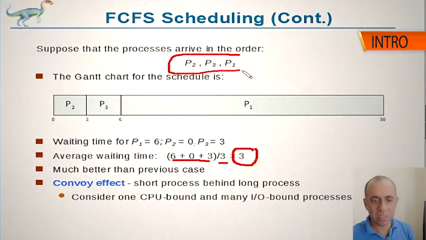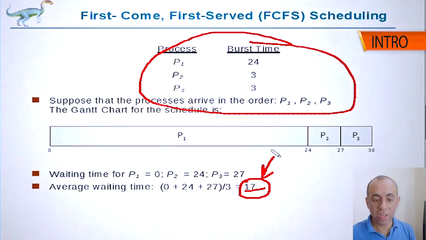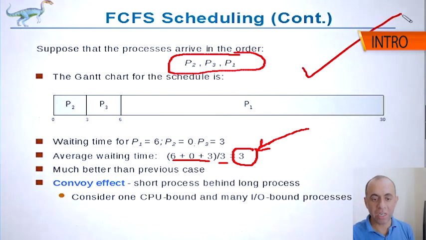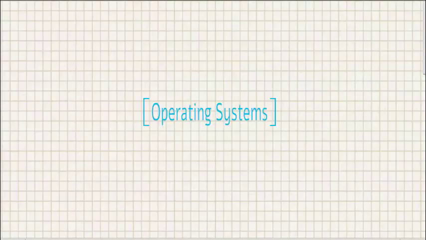Average waiting time for the same three processes but with different arriving order is now 3. So which one is better? The smaller waiting time. So this picture is much better as compared to this picture.